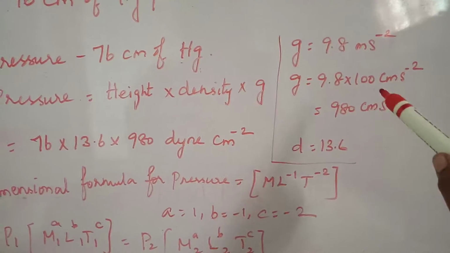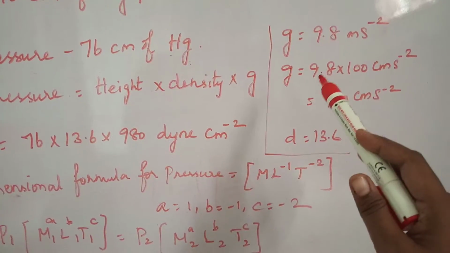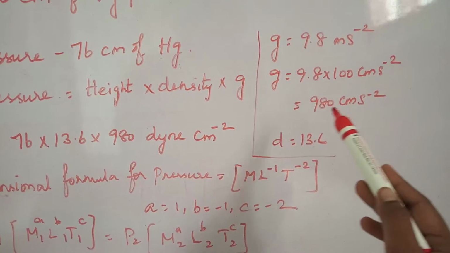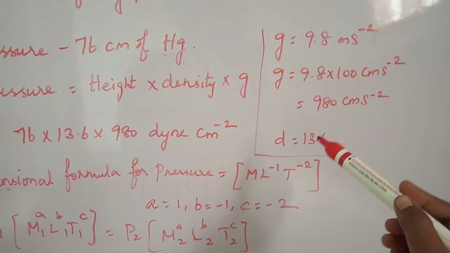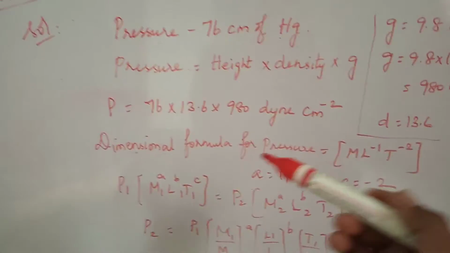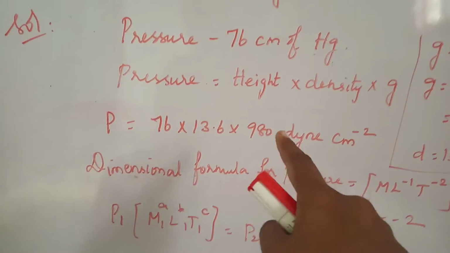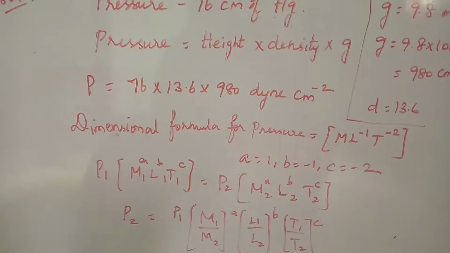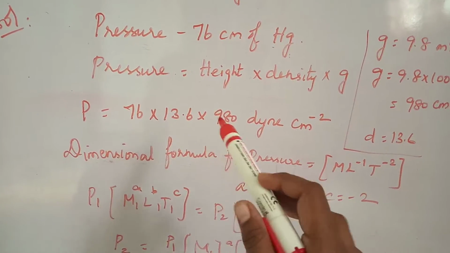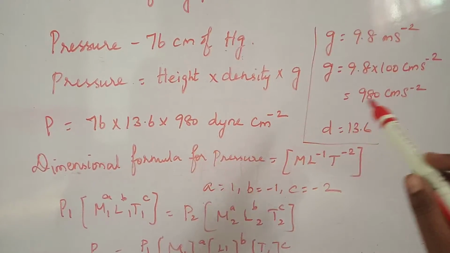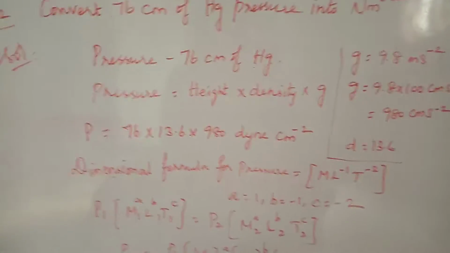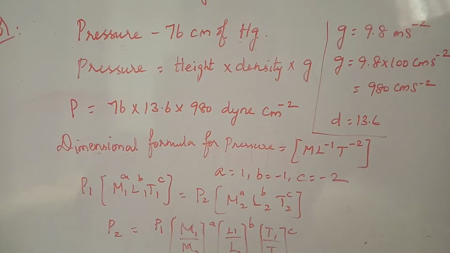When you multiply this, the decimal point is removed, and for another 0 you just add the 0. So it is 980 centimeter per second square. And the density of mercury is 13.6. So just substitute these values here for finding the pressure. What is height? 76 into density 13.6 into 980. The unit of pressure in the CGS system is dyne per centimeter square.